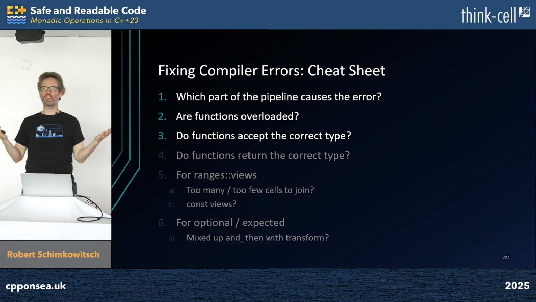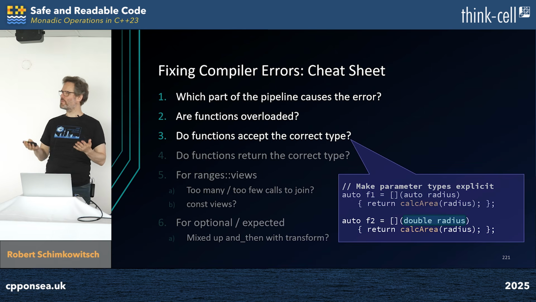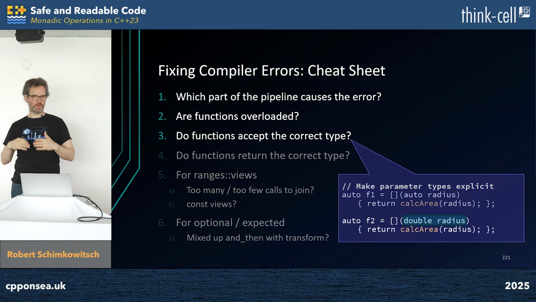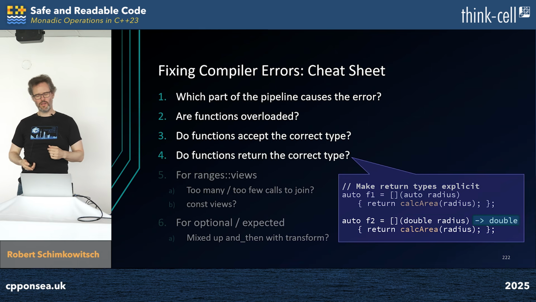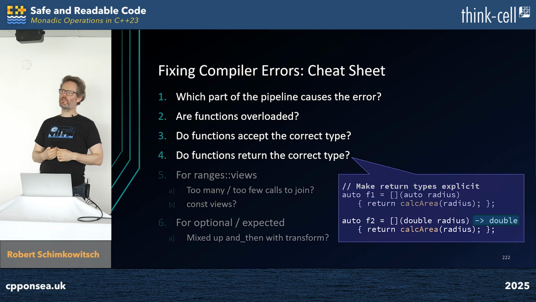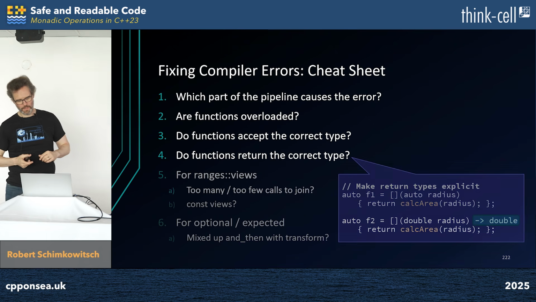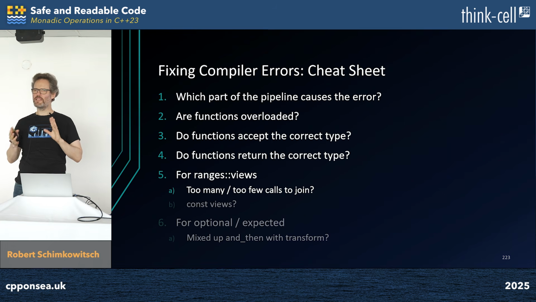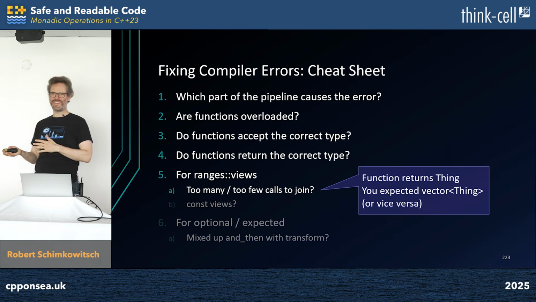Then, does the function accept the correct type? And for example, for lambdas, it's sometimes really useful to replace auto with the concrete types, if that's possible, that you want to use. Helps the compiler help you. And the same goes for the return type. If you can explicitly spell out the return type, the compiler will love you and you will love it back. For std::ranges views specifically, you might sometimes miscount the number of joins you need. So you expect a vector of thing, but you get thing or vice versa.